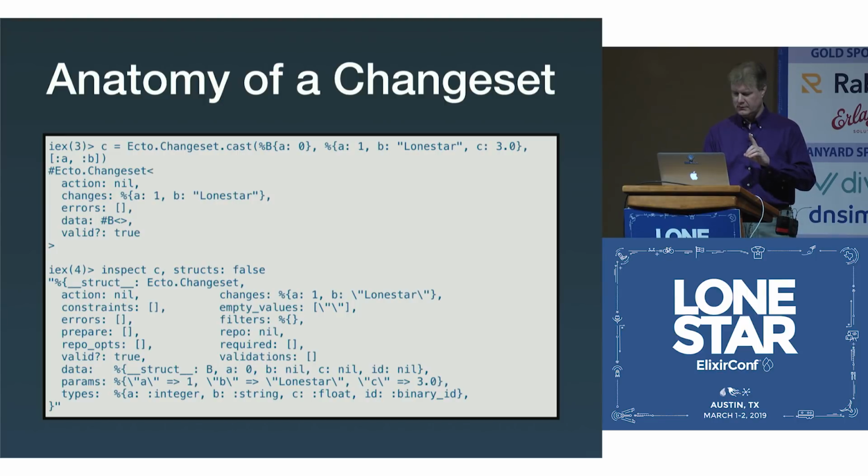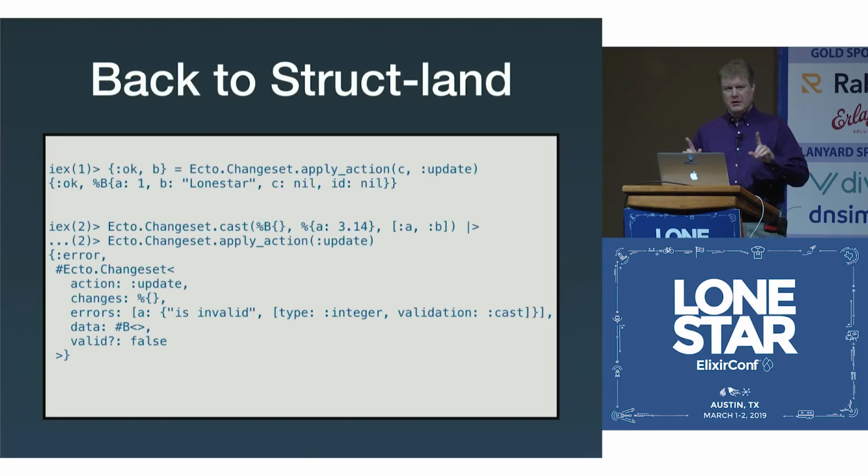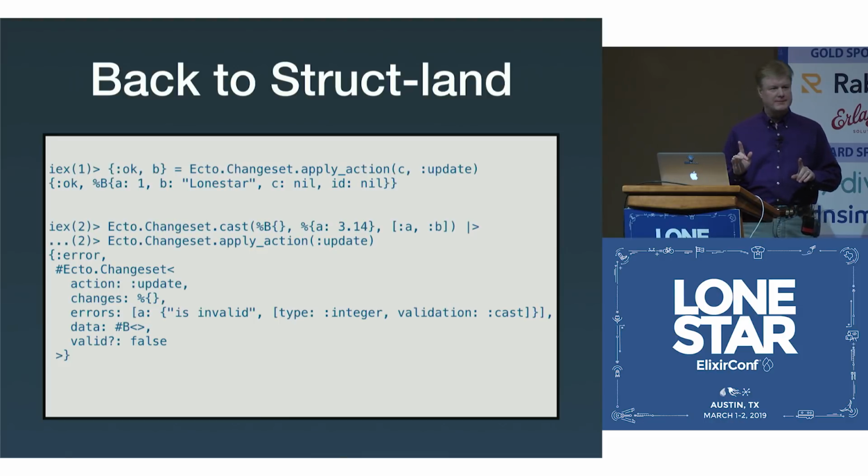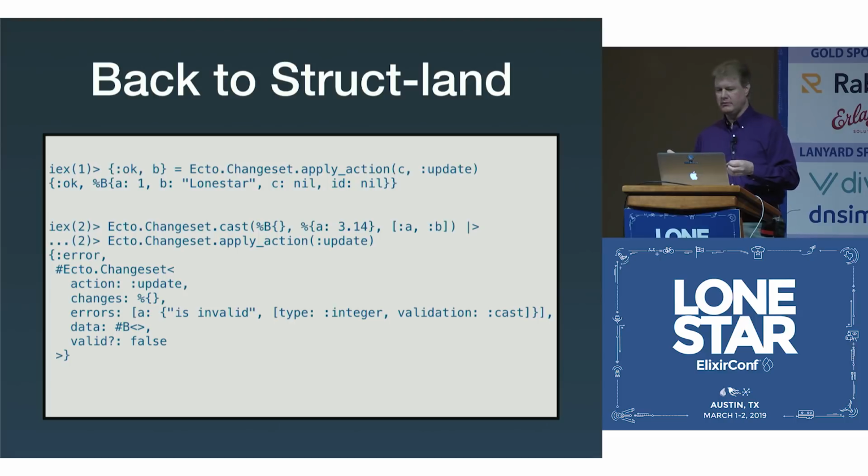And next step is, okay, this is the cool part here. Apply action. This is like I was saying, you build it all up, and then you execute it. And if you look, nothing up my sleeve, no database in sight. You're getting the same sort of interactions you're used to with a repo. If you do an update on a repo, it gives you back an OK in the valid struct, or it gives you back an error in a change set.